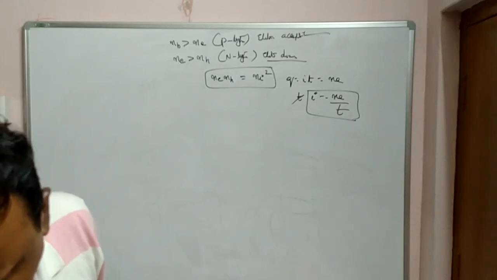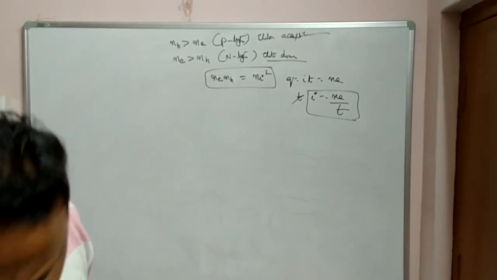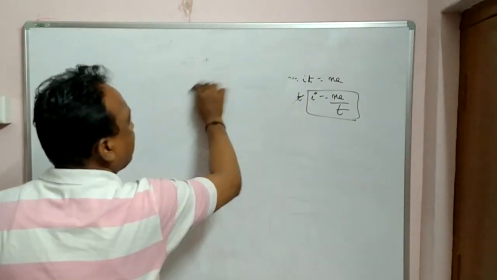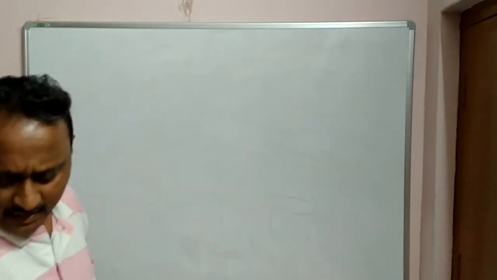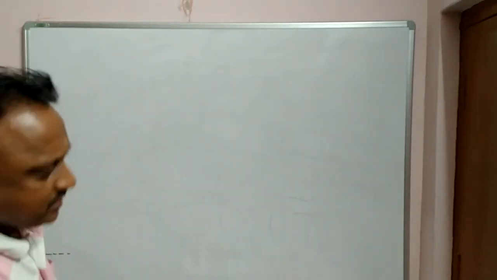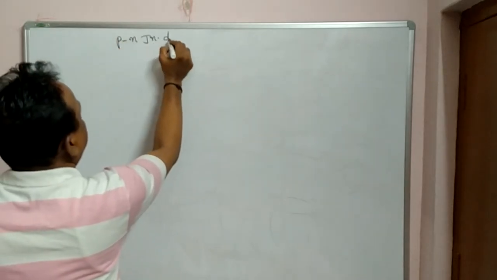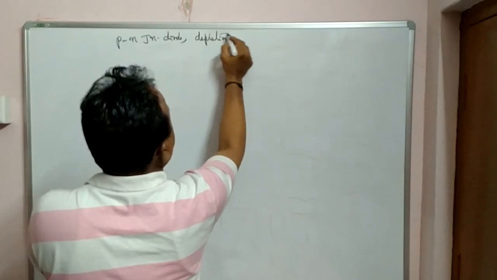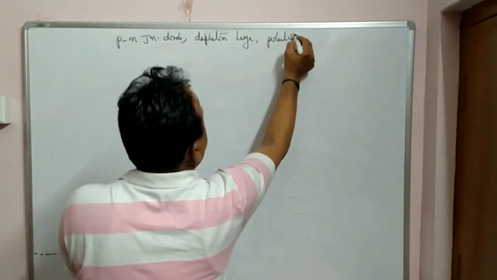Okay. Now let us go to the next one, please. That is PN junction diode, depletion layer, and potential barrier. Let us study the next one: PN junction diode, depletion layer, and potential barrier.